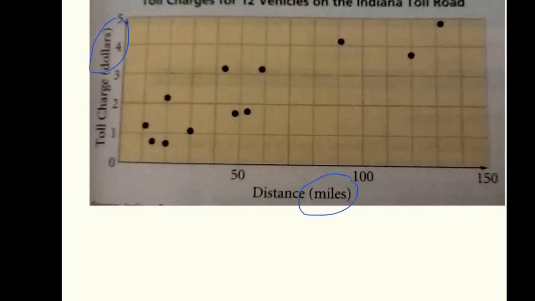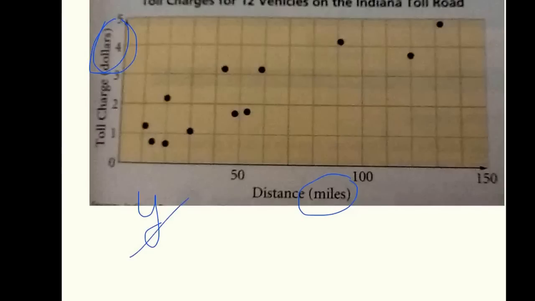So you want preferably both the category and the specific unit so that when you do a slope calculation, you will have the right blend of units. In this case, dollars on the y per mile on the x. So it's y per x. As you move from the left to the right, you can figure out the increase in dollars per mile.